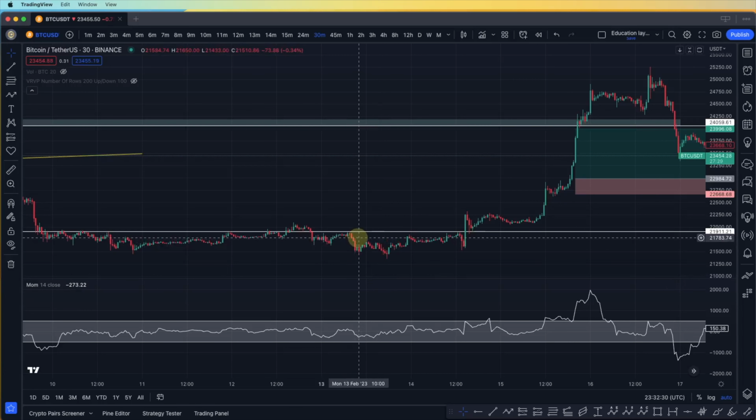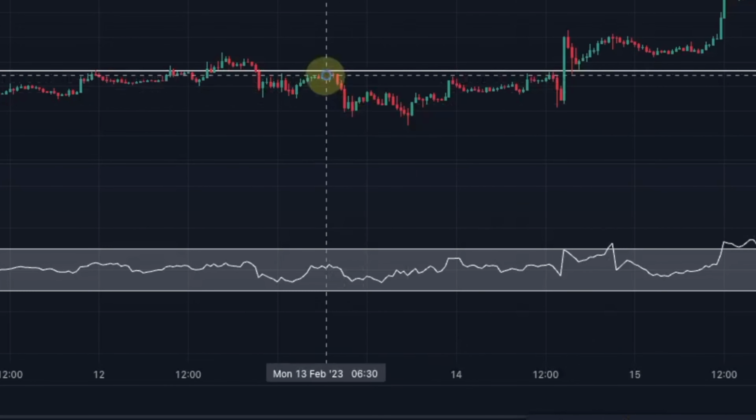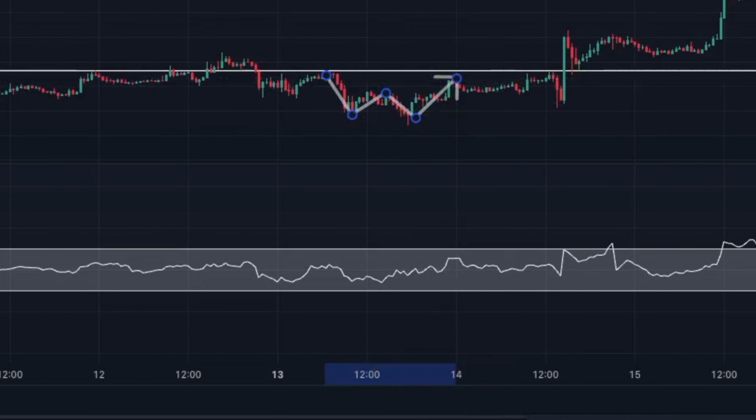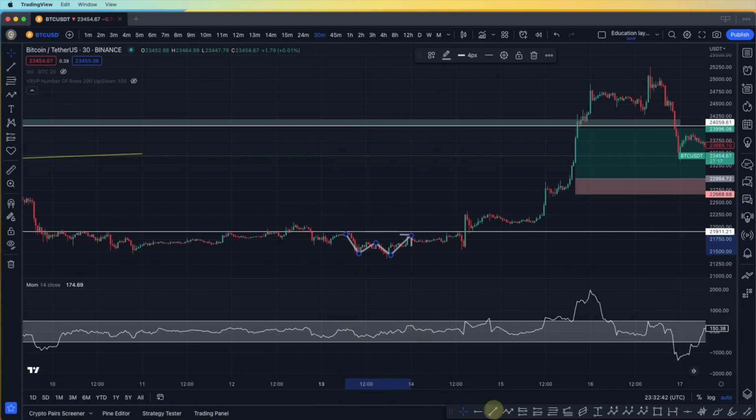As you can see here, the market makes a lower low. But on the oscillator, this momentum, it shows us the higher high. That is potentially the market reversing.